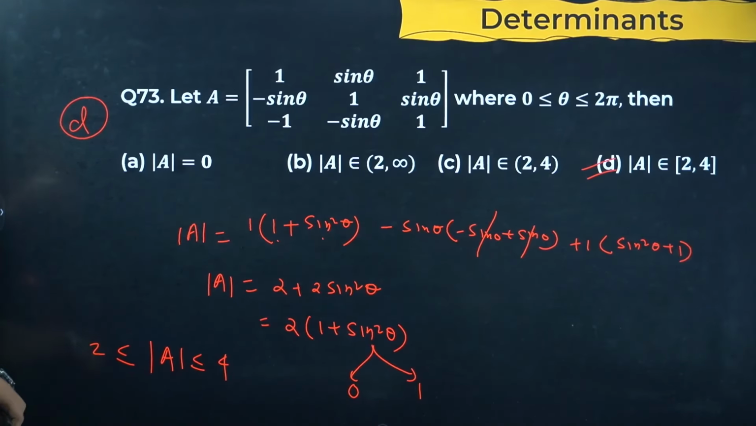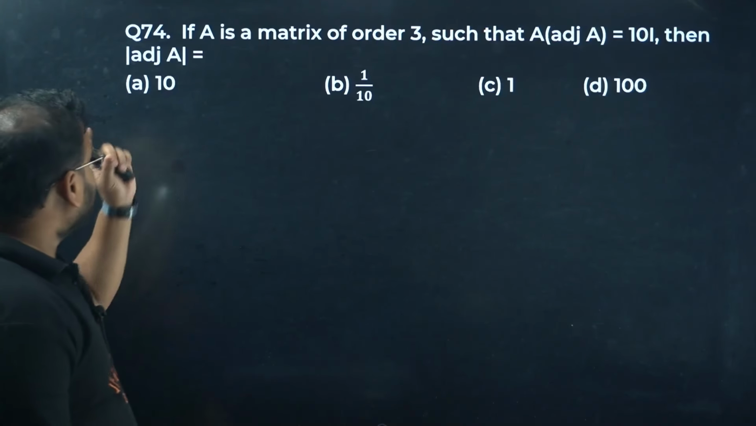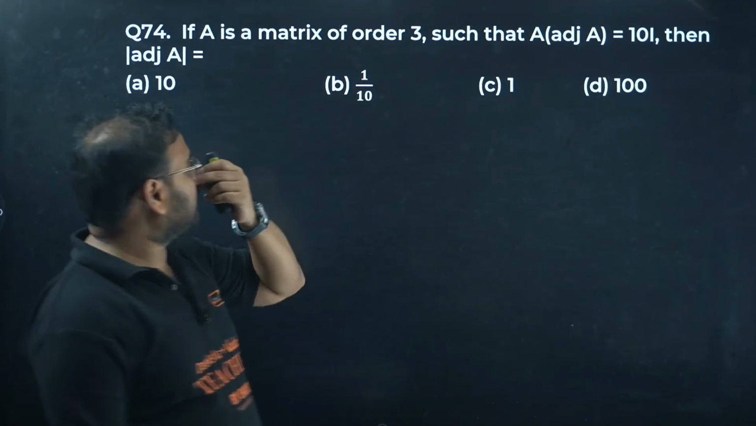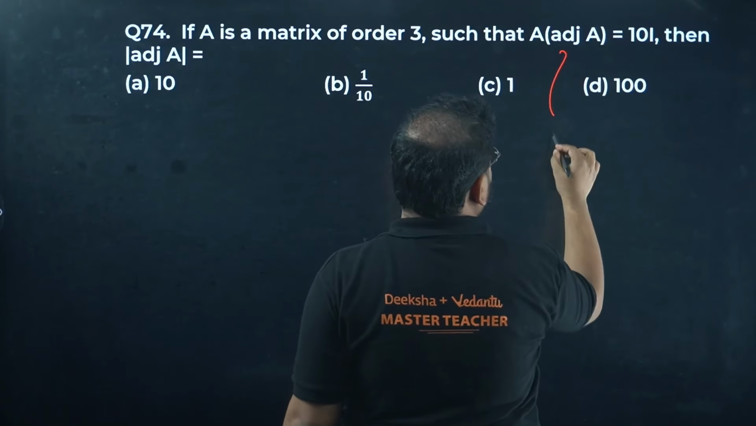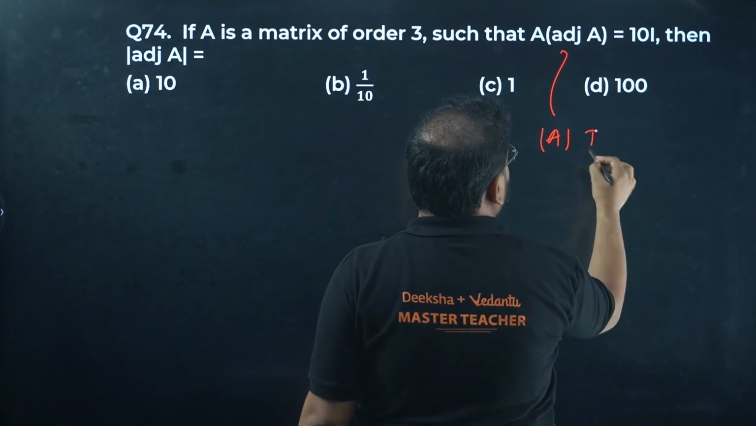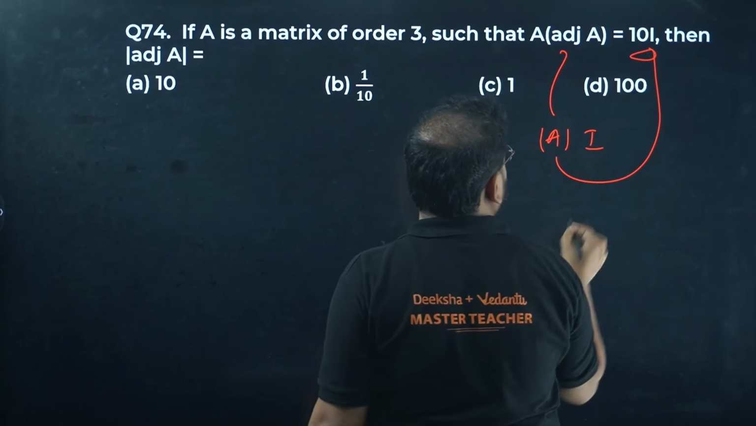72, 73 is also done. 74. A is a symmetric matrix of order 3. A adjoint, okay, there is a formula for this, no? A adjoint is given by determinant of A times I. Compare now. Determinant of A is 10.